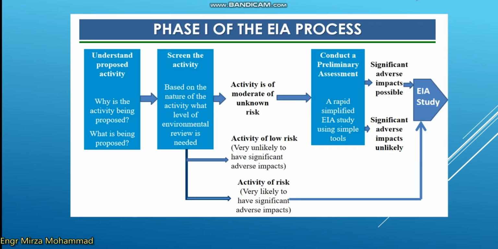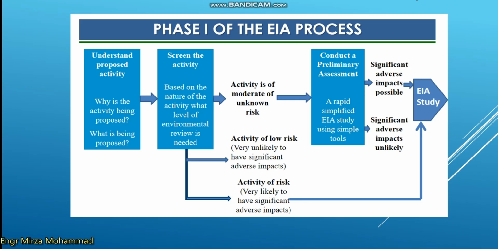So now we are going to discuss the phase one of the EIA process. Phase one of the EIA process is basically screening. We have discussed up to now what screening is and its types. Now we will discuss the process and how it proceeds. After detecting the category, that is red or orange, we'll understand the proposed activity. We'll understand why this activity is being proposed and what is being proposed.